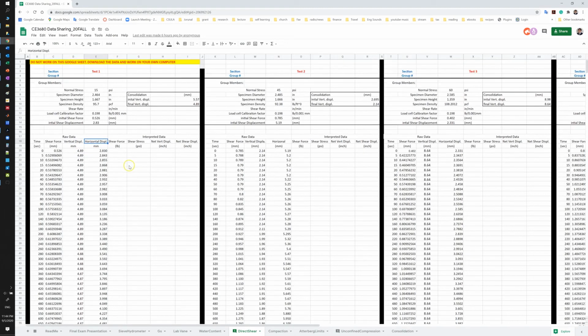And how to interpret those data? First, you need to go to your lab report. In order to change the shear force from the raw data you directly measure from the readout of the device, you need to convert that into an engineering unit.